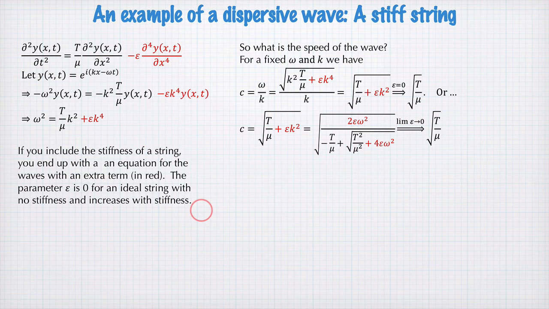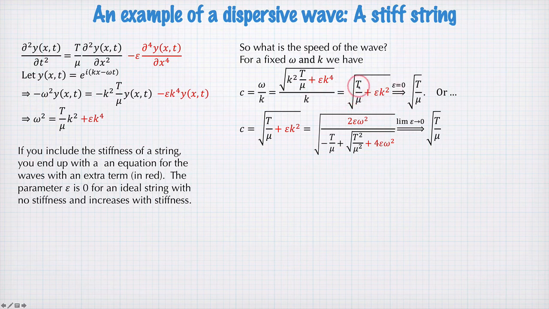So what is the speed of the wave? For fixed omega and k, so we choose some omega and k, then we get equations that look like this. So the speed is omega divided by k. We can re-express omega by taking the square root of both sides of this equation. So now we have c, the speed of the wave, expressed as a function of k. We can simplify this a little, and we get this expression here.